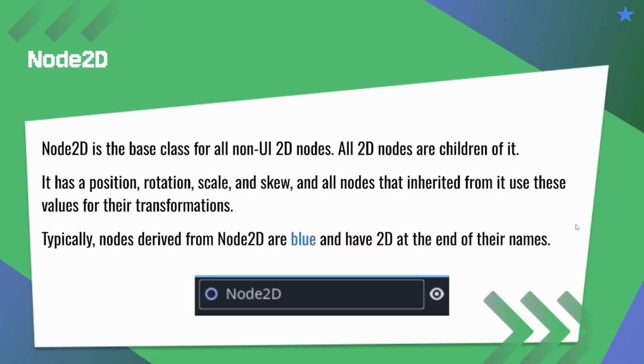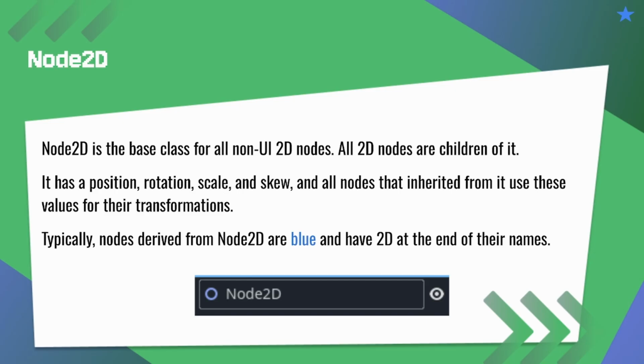All right, so Node2D is a base class for all non-UI related 2D nodes. All 2D nodes are children of Node2D. Node2D has a position, rotation, scale, and skew. So since every 2D node is a child of Node2D, all nodes will have these parameters, these properties.